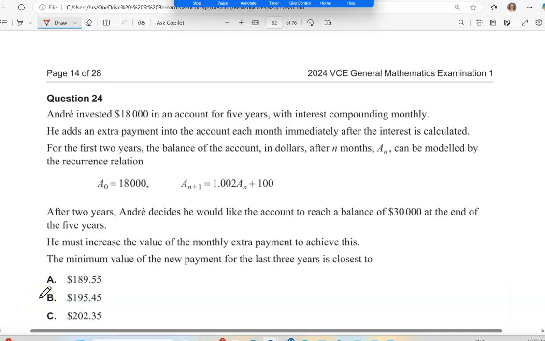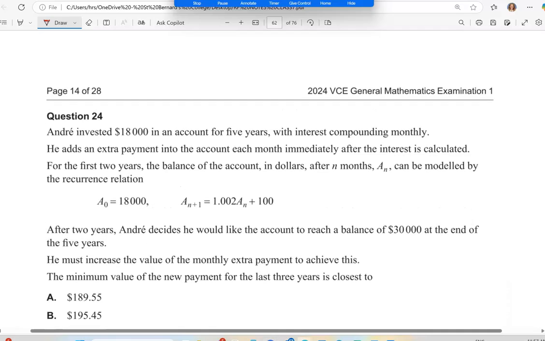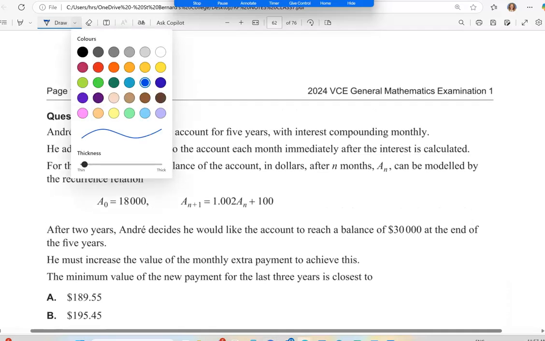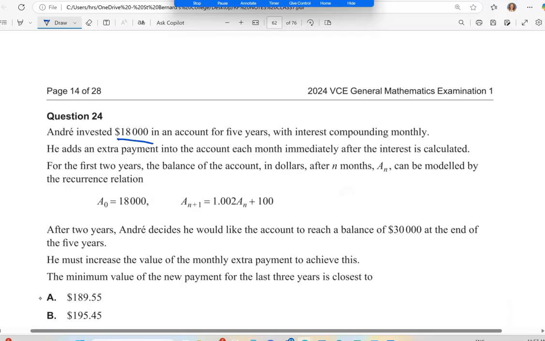Okay, so here we've got question 24. This was of last year's exam. Andre invested 18,000 into an account for 5 years. When we're investing, we try to think about Finance Solver, and that would be a negative thing. And it says for 5 years compounding monthly.